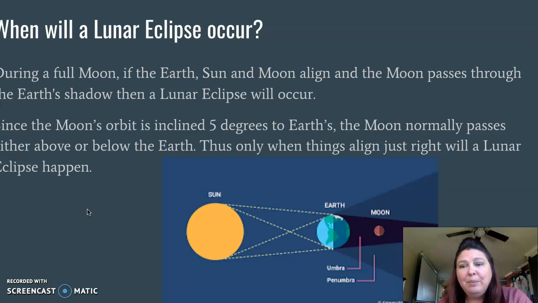But why doesn't this happen all the time? You would think it would happen every time. Well, since the moon's orbit is inclined 5 degrees to Earth's orbit, the moon normally passes above or below the Earth. Thus, only when things align just right will a lunar eclipse happen.